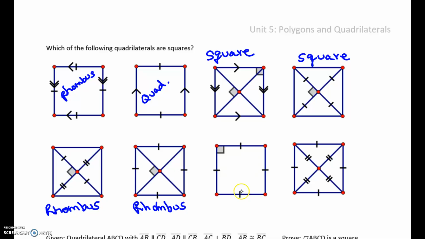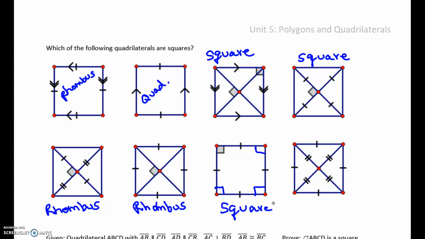Here, I know I have a parallelogram because opposite sides are congruent. I know I have a rhombus because all four sides are congruent. And I know I have a rectangle because if this is 90 degrees, this is also 90 degrees, and this is also 90. All four corners are 90 degrees. So he's also a rectangle, so he is a square because he fulfills everything.